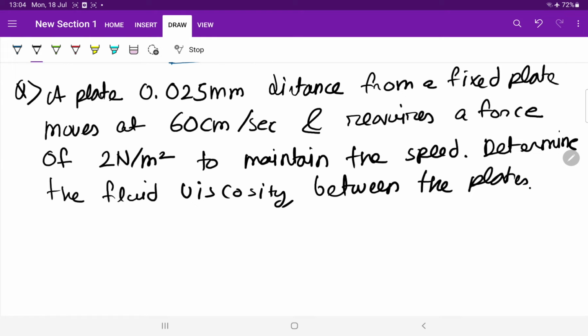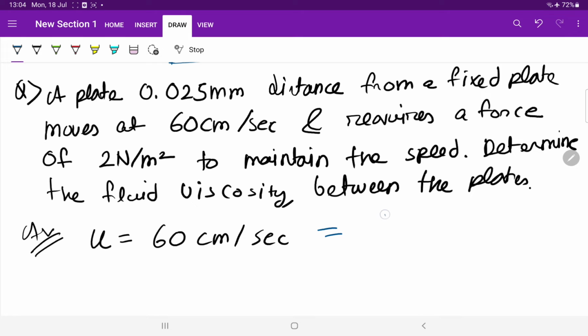So we have a plate here, and the diameter is given. First of all we'll write whatever we know here. So what do we know? We know that the fixed plate moves at 60 centimeter per second. So U is 60 centimeter per second, and we know that we always need to convert to SI units. So it will be 0.6 meter per second.